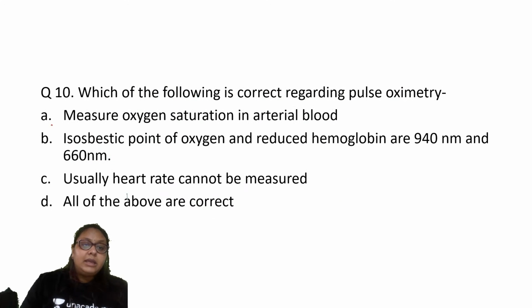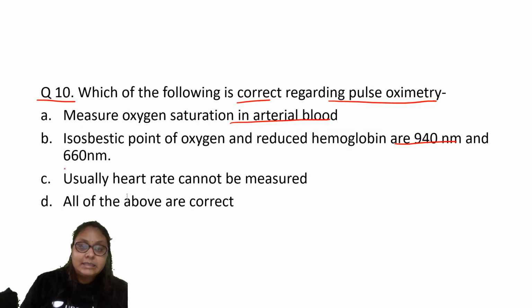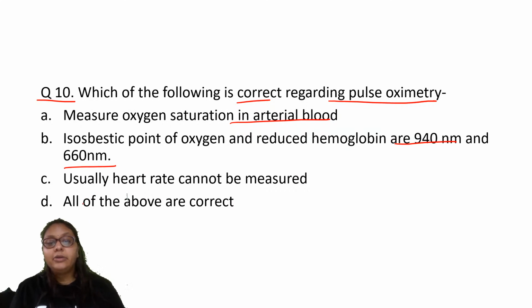Now, coming to the next question, question 10. Which of the following is correct regarding pulse oximetry? A. Measures oxygen saturation in arterial blood. B. Isosbestic point of oxygen and reduced hemoglobin are 940 and 660 nanometer. C. Usually heart rate cannot be measured. Or D, all of the above are correct. What should be the answer?